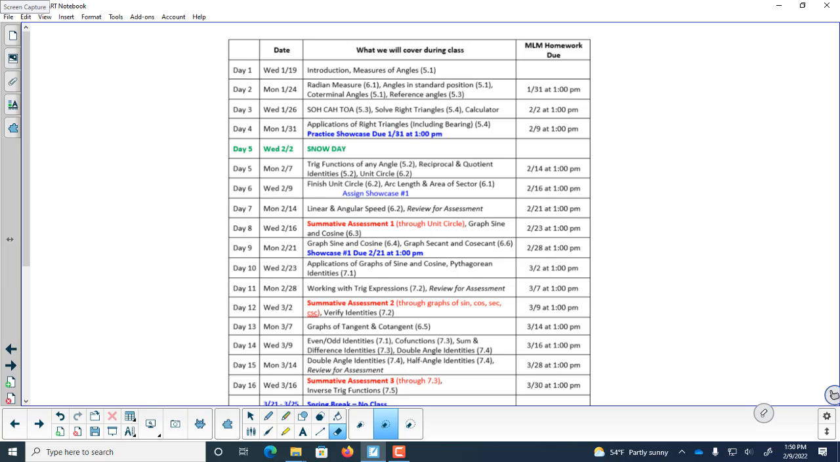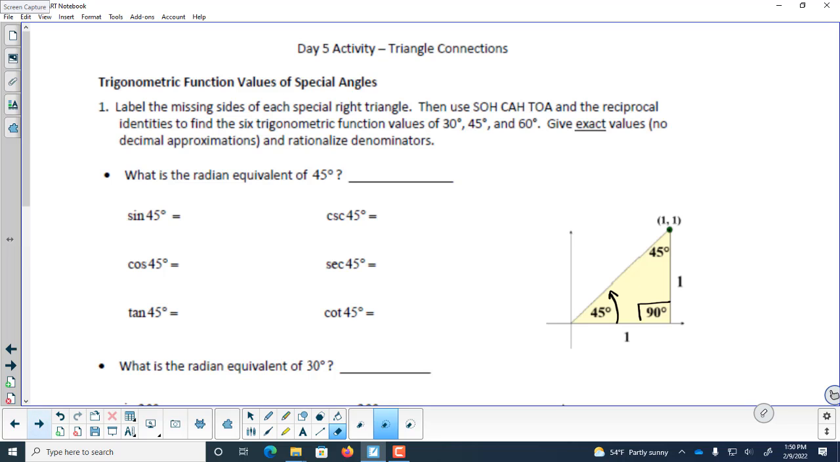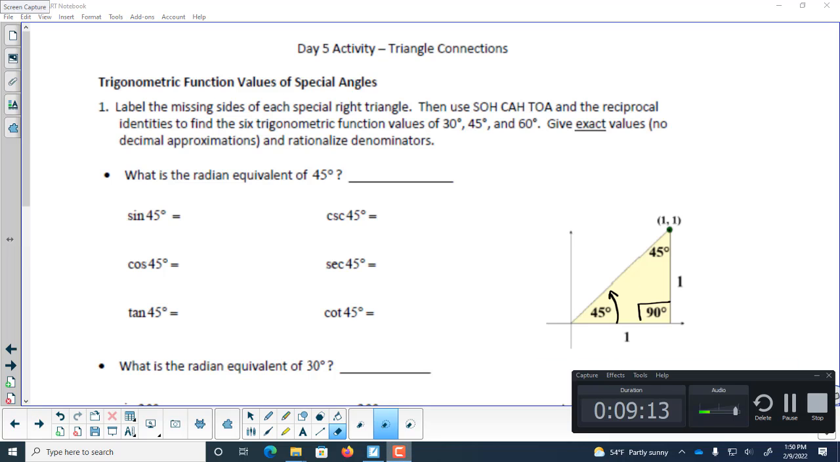Okay? So let's go to, did I start this? Oh, I did. Haha. Okay, so I just need to minimize.